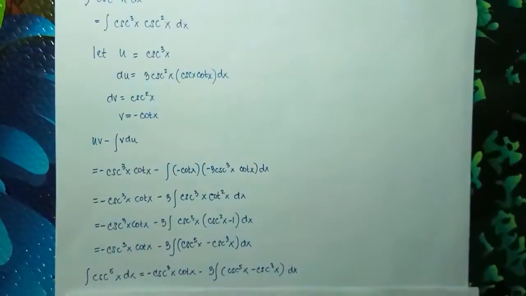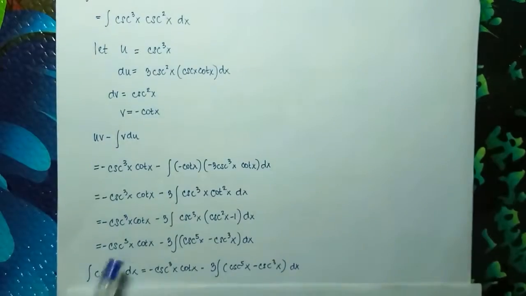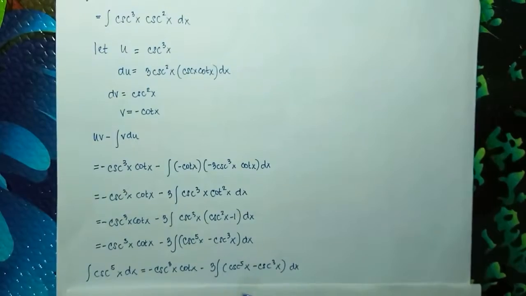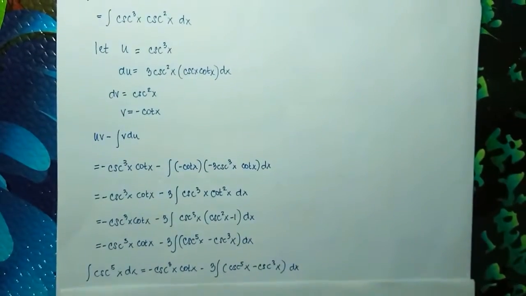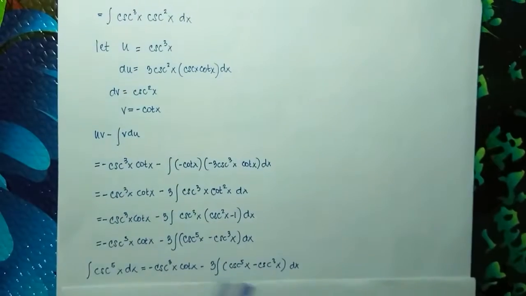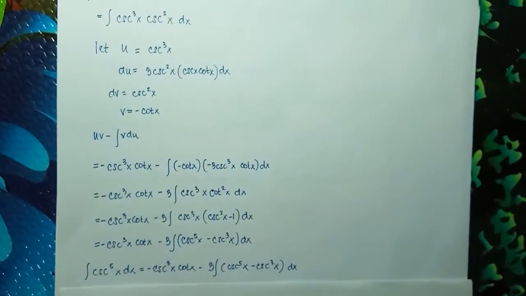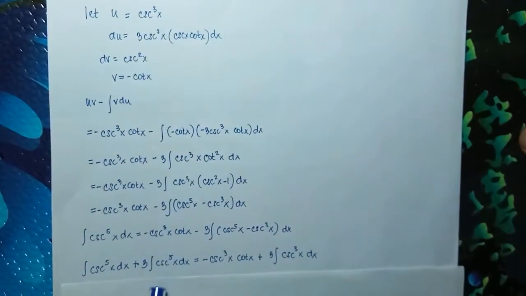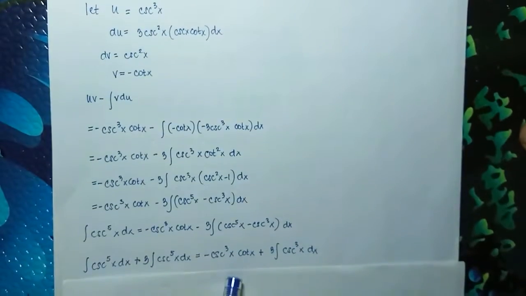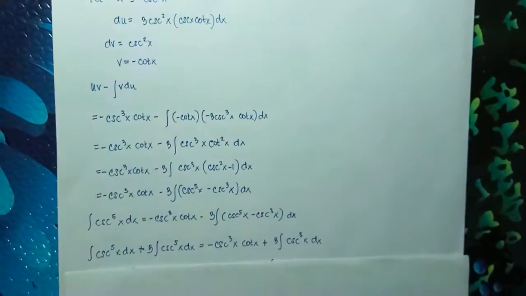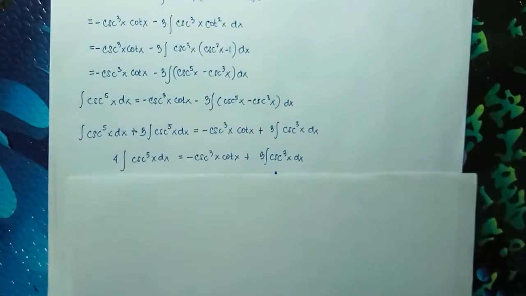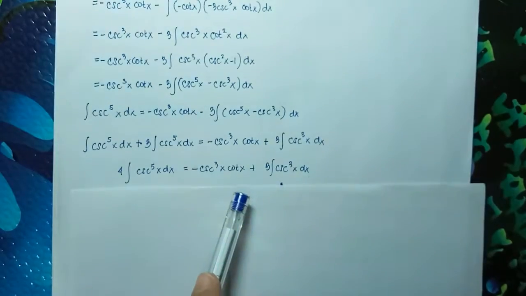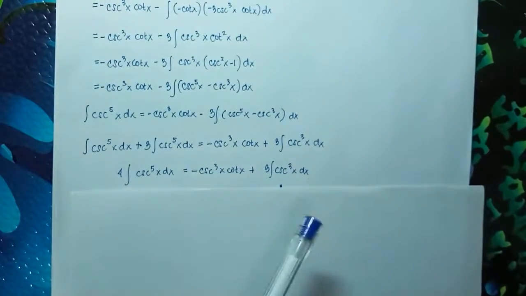So now we'll have the integral of cosecant raised to 5x dx is equal to, brought out this term, negative cosecant cubed x cotangent x minus 3 times the integral of cosecant raised to 5x minus cosecant cubed x dx. Since these two terms are alike, we have to transpose this term to the other side. So now we have the integral of cosecant raised to 5x dx plus 3 times the integral of cosecant raised to 5x dx is equal to, bring down this term, and then this term too. So we're gonna have 4 times the integral of cosecant 5x dx is equal to negative cosecant cubed x cotangent x plus 3 times the integral of cosecant cubed x dx.